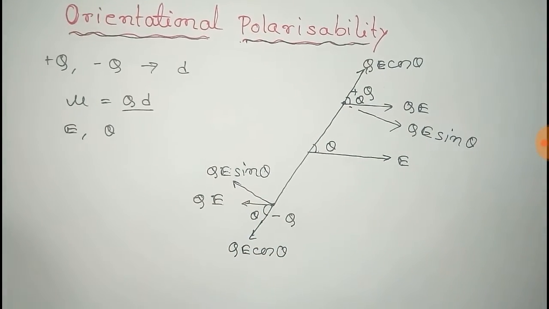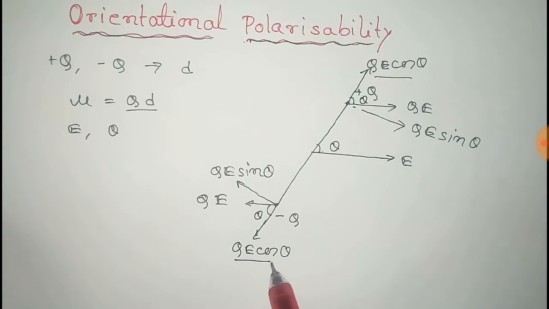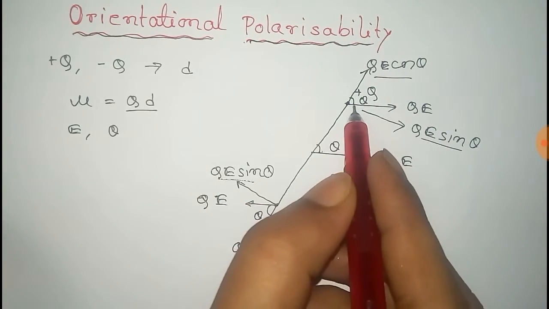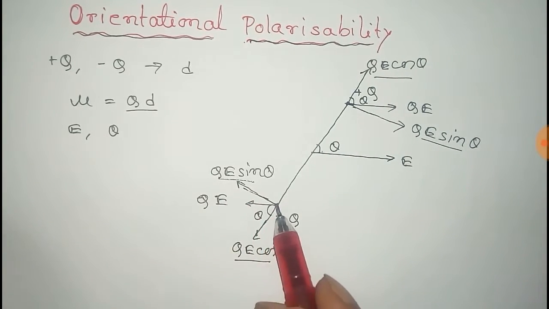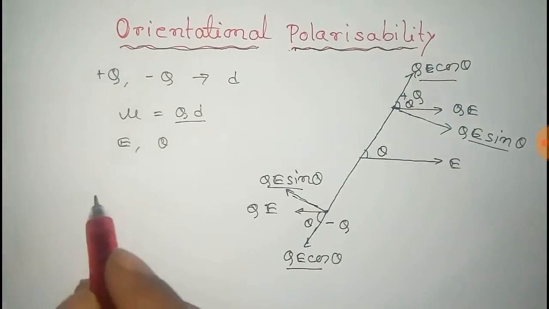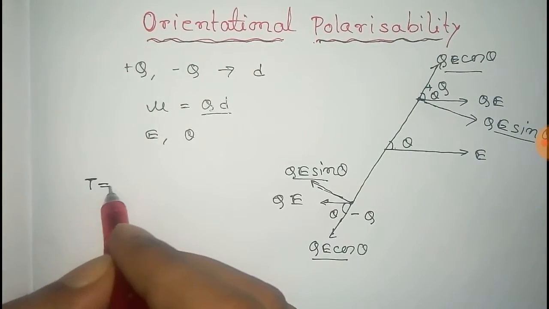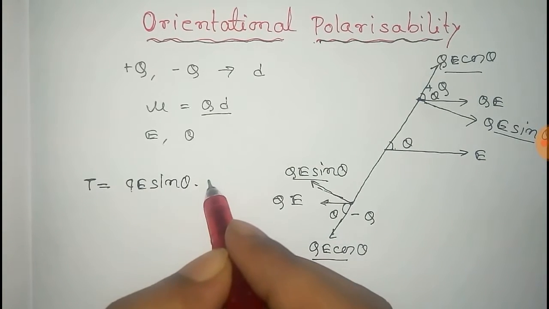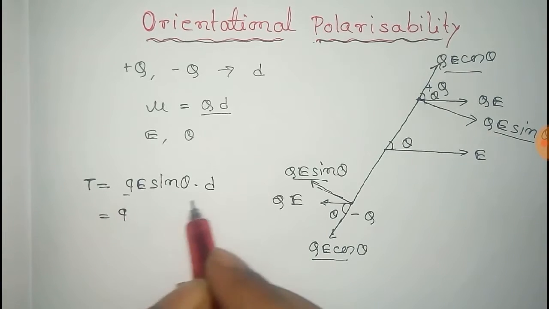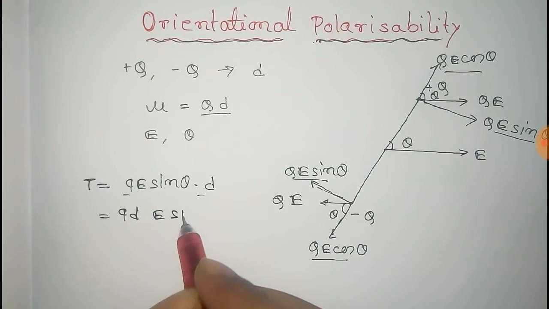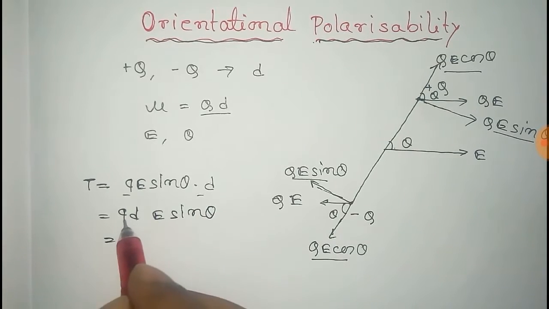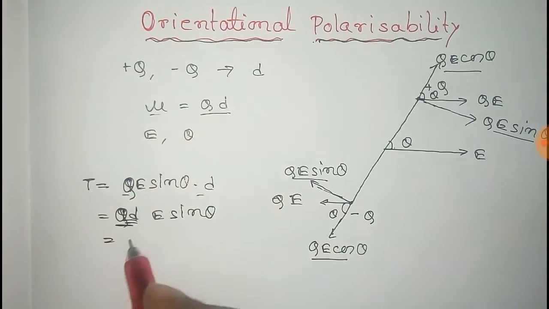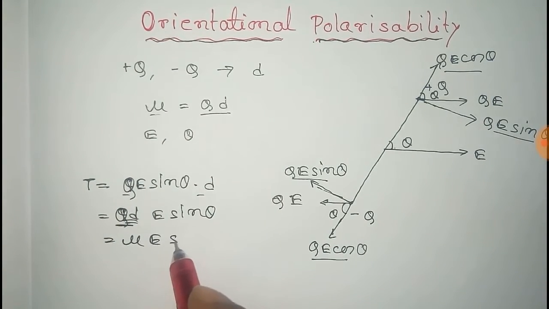Now the QE cos theta forces are in opposite directions and acting at the same point, so they will cancel each other, but the QE sin theta forces are in opposite directions but acting at different points, so there will be a torque. So the value of the torque, tau, is equal to the force into distance, that is capital Q, sorry, q and this d, into E sin theta. Now this q into d term is called the dipole moment, that is mu, and the remaining is mu E sin theta.